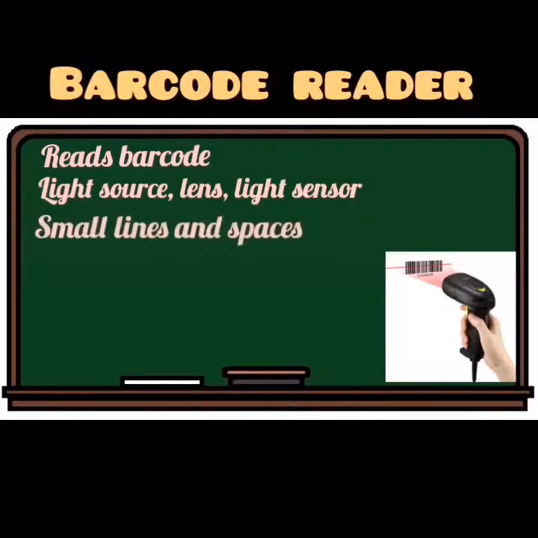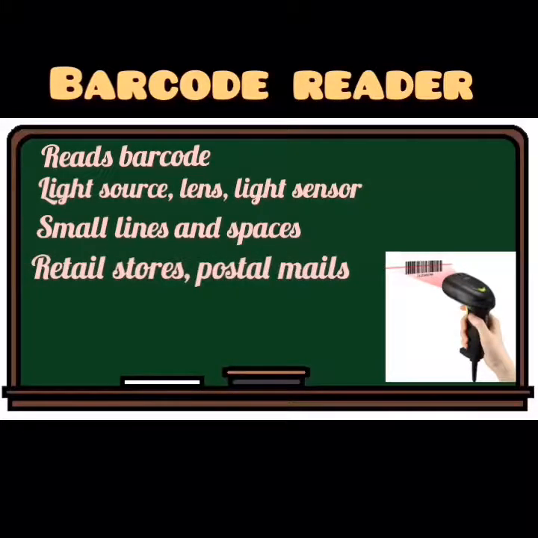What do you mean by barcode? It is small lines with some spaces left between the lines. Where can you see this? You can see this when you go to some supermarkets. You can get some products, and upon those products, you can see that. Even in some postal mails, whenever you get some post, you can see the barcode on that also.